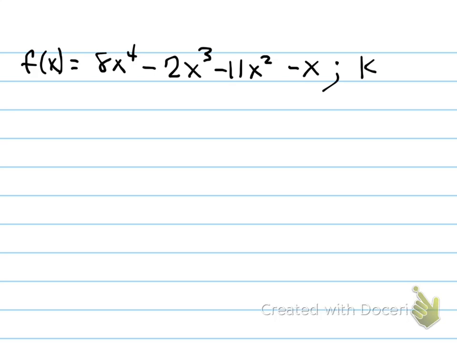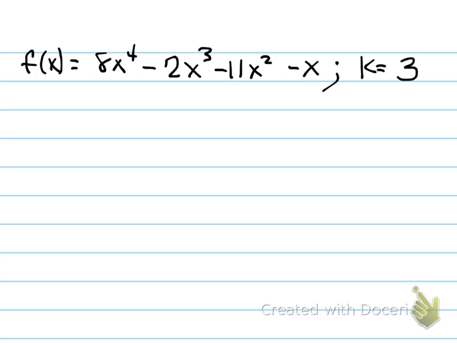F of x equals 8x to the 4th minus 2x to the 3rd minus 11x squared minus x. This time they give you a semicolon, and they say k equals 3. Semicolon or a comma. Semicolon means you're done with that idea, but you're still in the same sentence. It's a new idea in the same sentence. So that just means that the k belongs to this stuff.